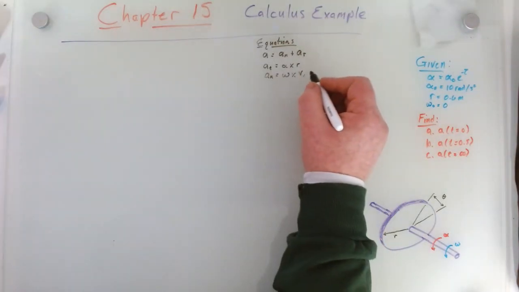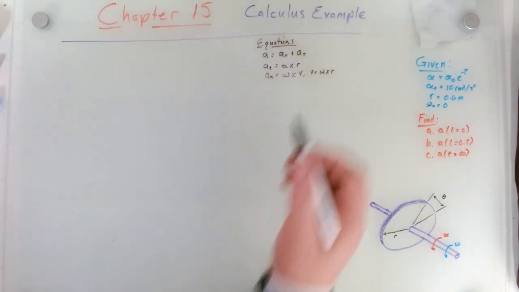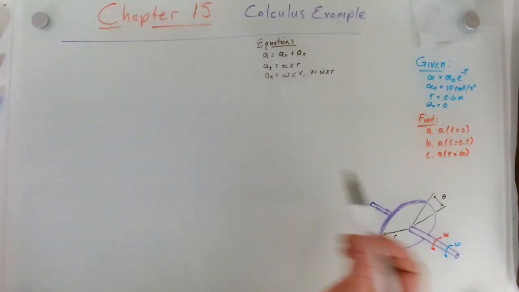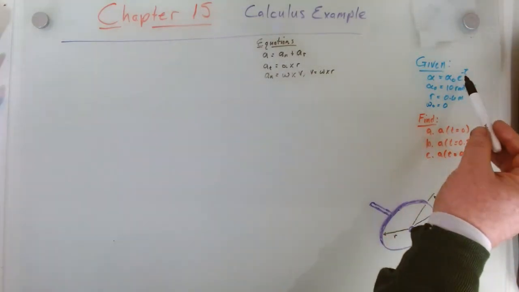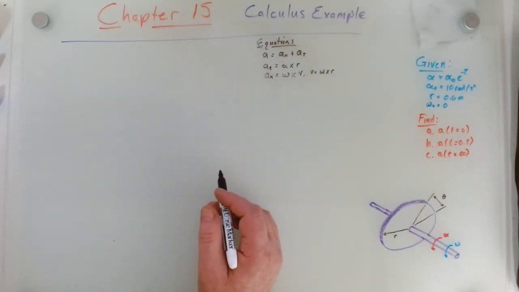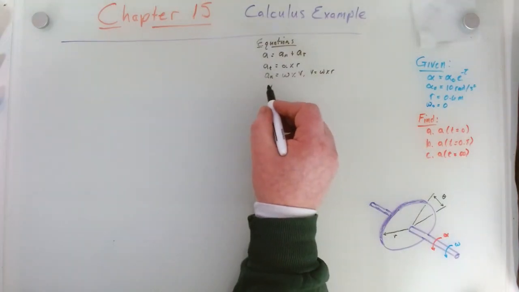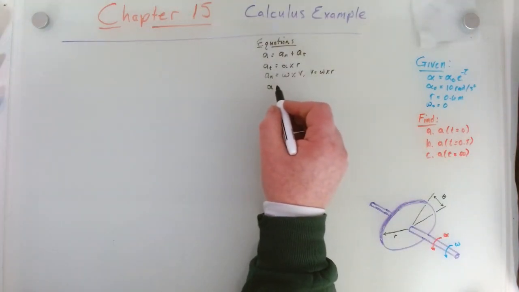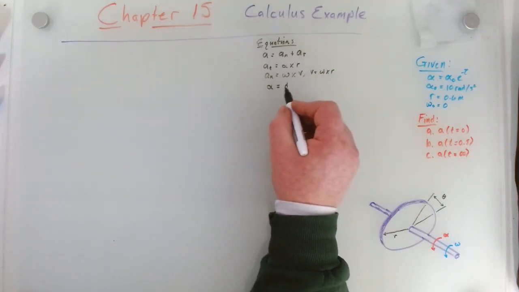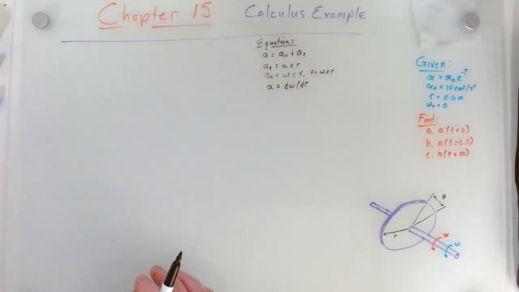So let's see. We should note that V is equal to omega cross R. And what else? Oh, which alpha? Well, alpha here is a function of t, right? So we're going to need to derive that one, and let's see, we need this equation, right? We're going to need alpha equals d omega dt.